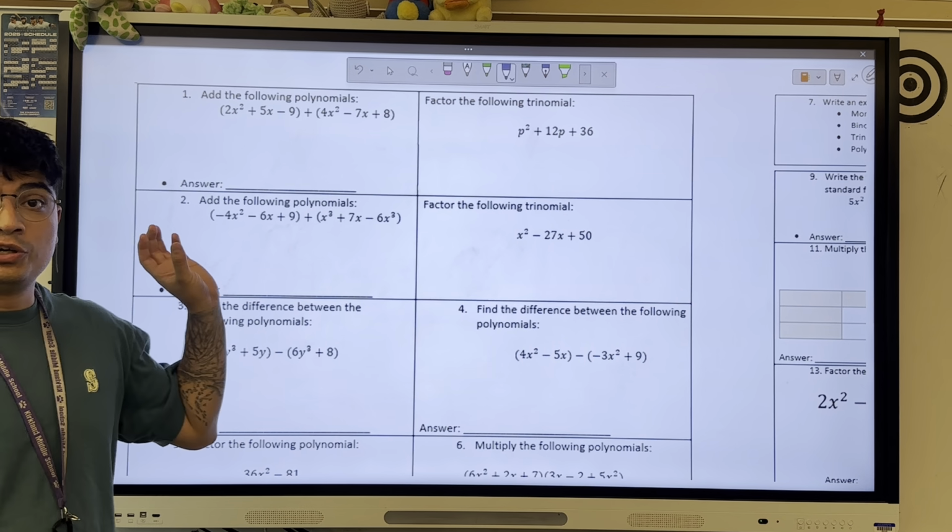So we have another add the following polynomials. If I start highlighting things that are similar, I see that I have two terms, even though they're in the same parentheses, that have the same exponent value. I have negative 6x cubed plus x cubed, which would give me negative 5x to the power of 3, because there's a 1 right there.